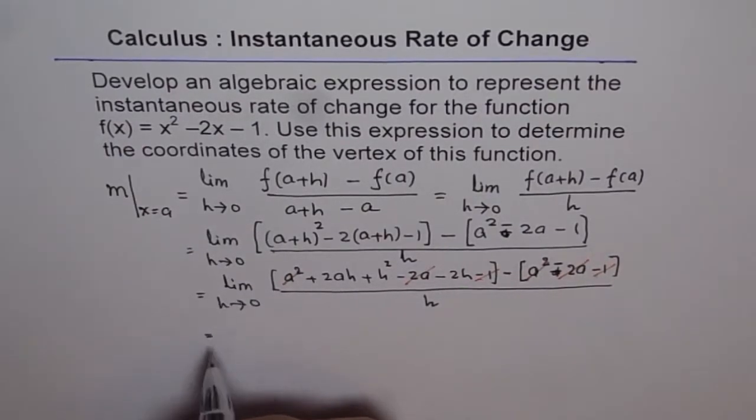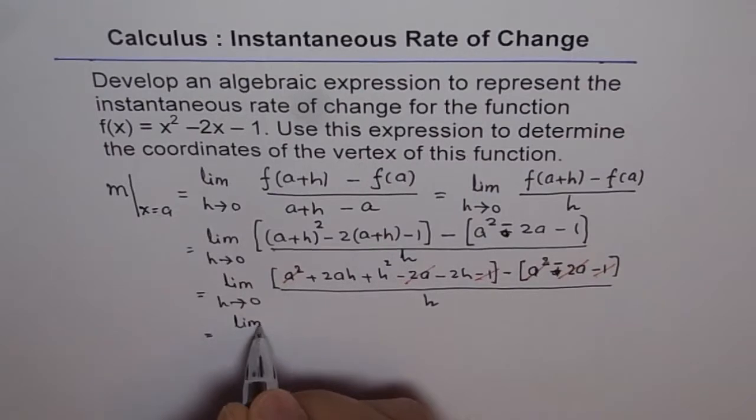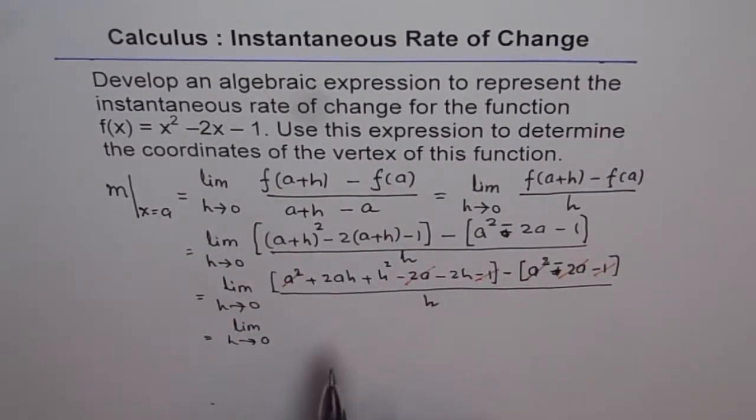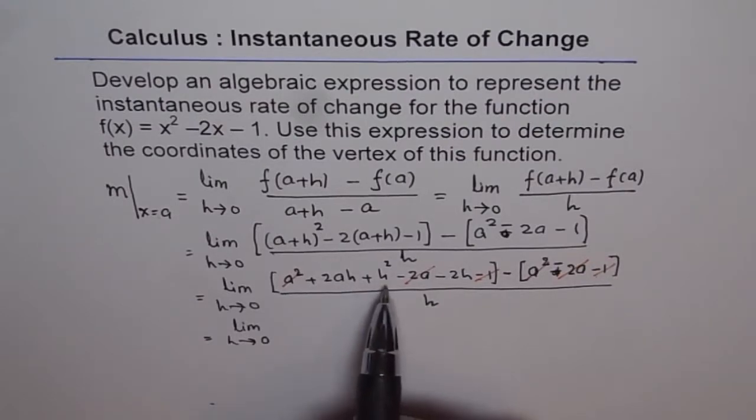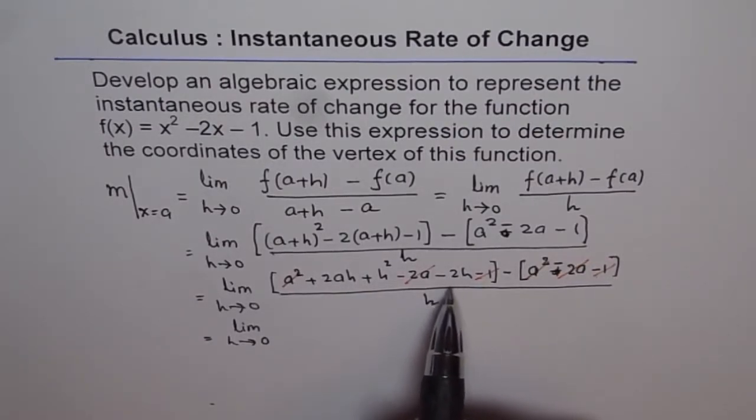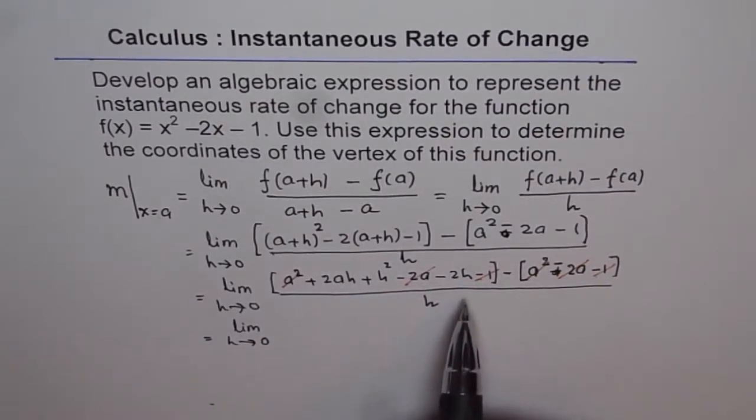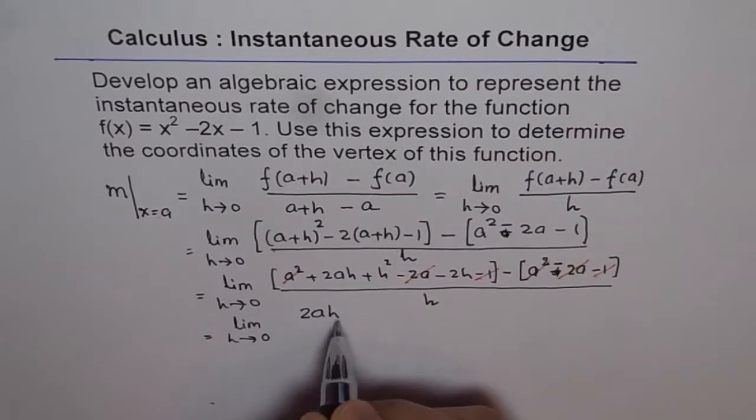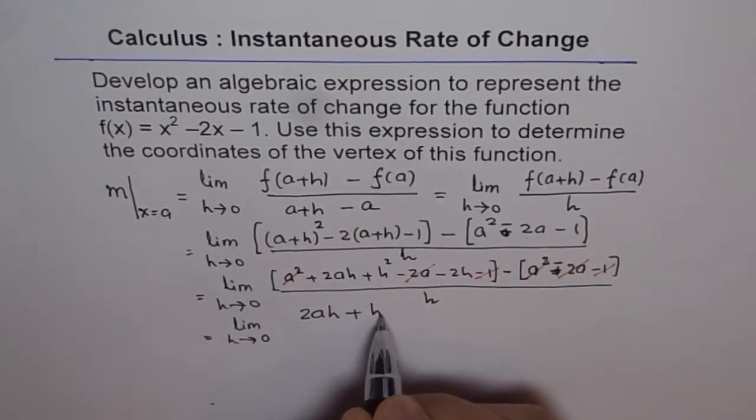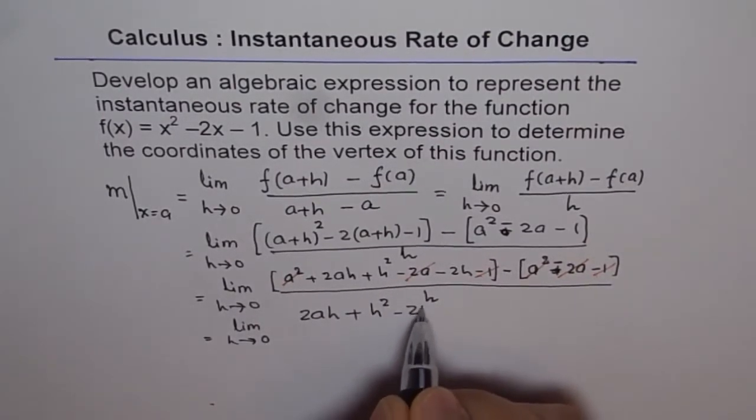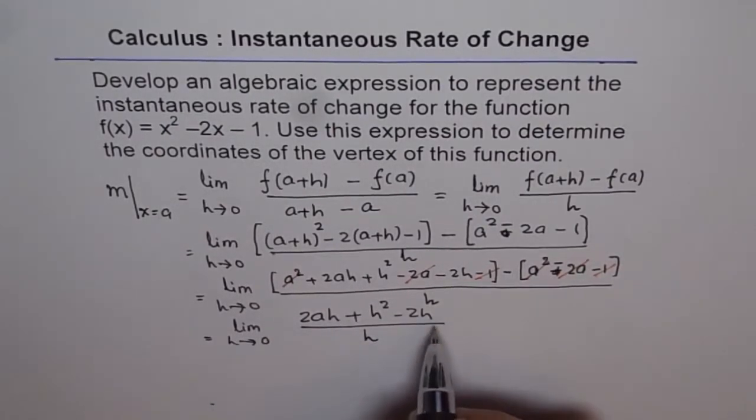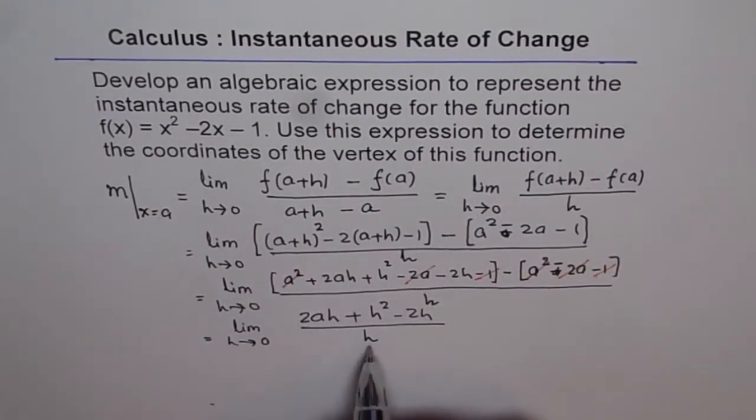And now we have a simplified expression where h is common. Do you see this term? h, h, h. So there are these three terms and h is common. That's always like this, remember. So we get in the numerator 2ah plus h squared minus 2h over h, right? h is a common factor. We can divide each term by h.